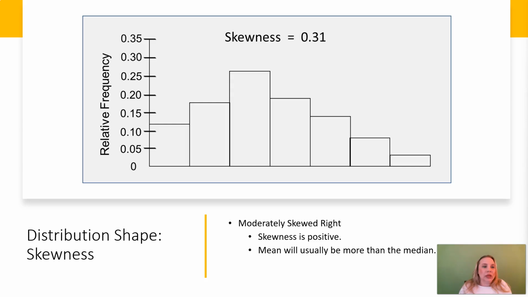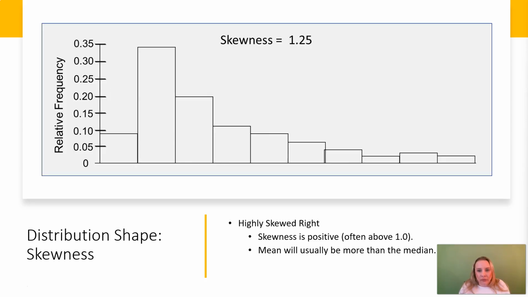Here we go, it's moderately skewed to the right. So the same value, but in a different direction. Our skewness is considered positive, and here we have our right tail that's longer. So in this case, your mean will typically be more than your median value.